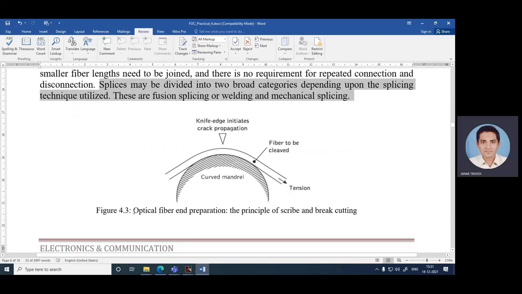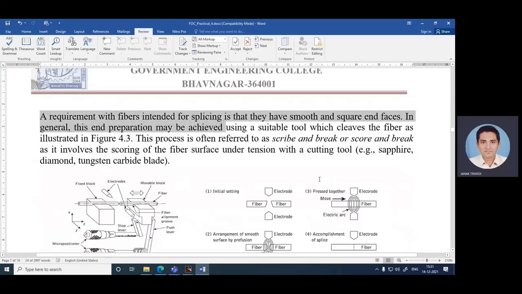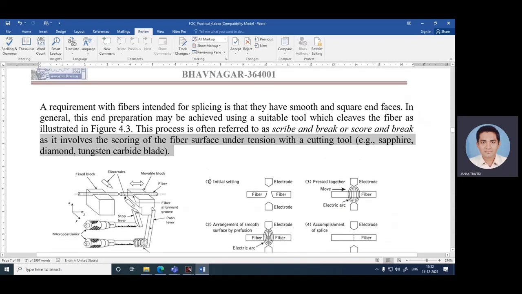Figure 4.3 indicates optical fiber end preparation. The principle of scribe and break cutting is a knife-edge initiating a crack, which then propagates, causing the fiber to be cleaved under tension. A requirement with fiber ends for splicing is that they have a smooth and square end face. In general, this end preparation may be achieved using a suitable tool which cleaves the fiber, as illustrated in figure 4.3. This process is often referred to as scribe and break, or score and break, as it involves the scoring of the fiber surface under tension with a cutting tool, like a sapphire, diamond, or tungsten carbide blade.